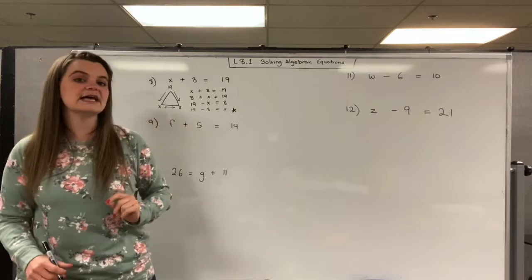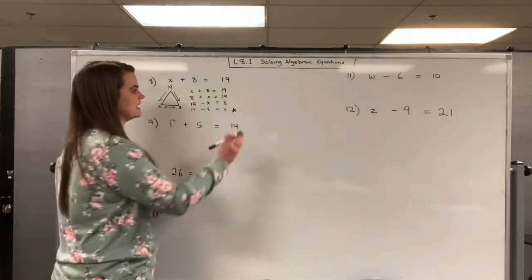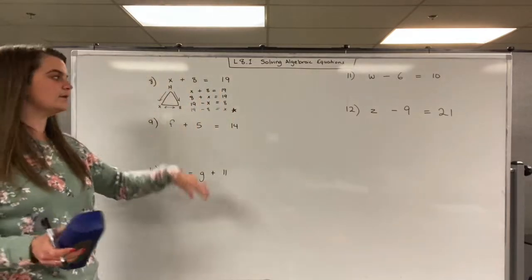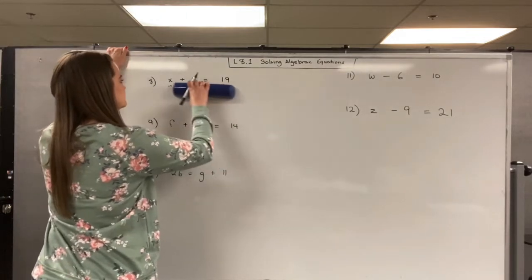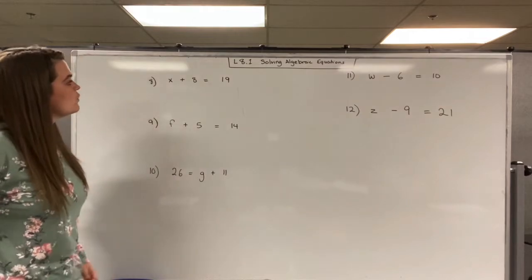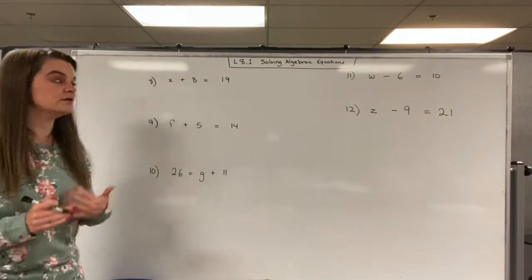Here's the other part though, when we talked about doing something to both sides. This is what that looks like. I'm going to erase this. So if you need to, make sure you've paused the video and gotten it all written down. All right. We can manipulate it without using the triangle as well.